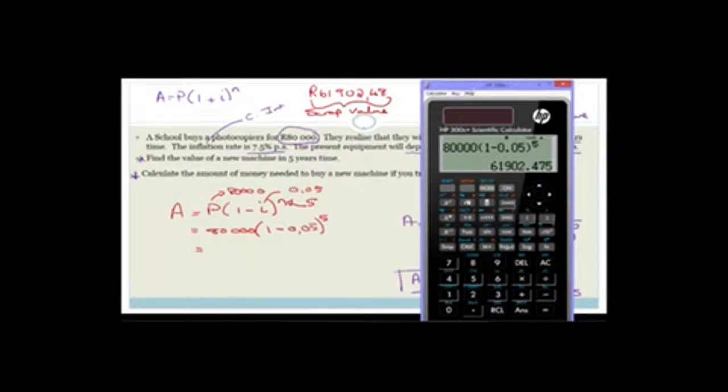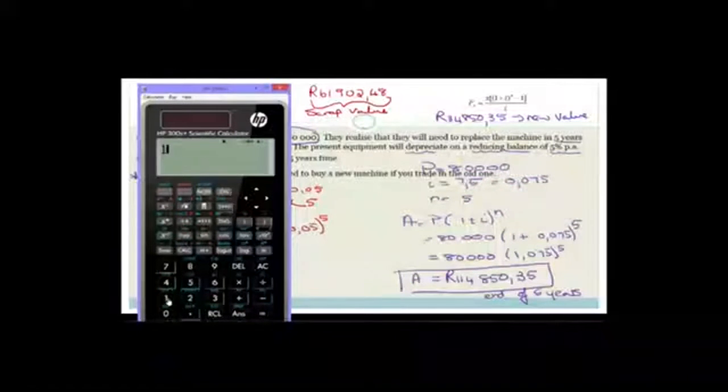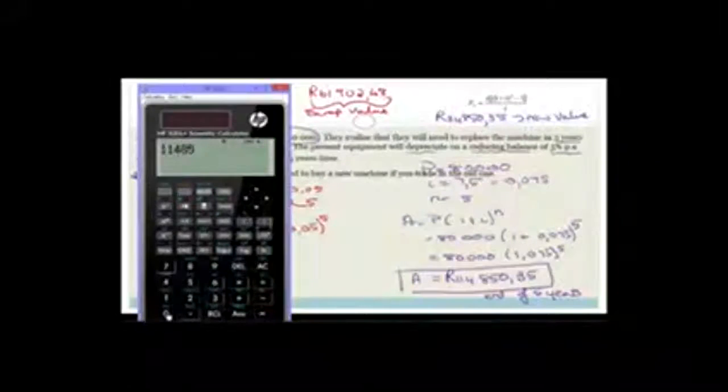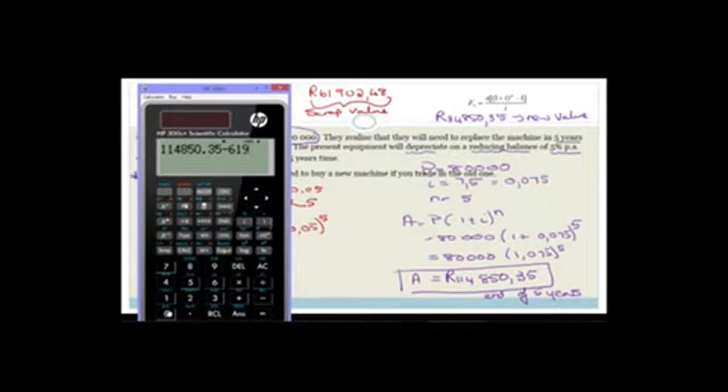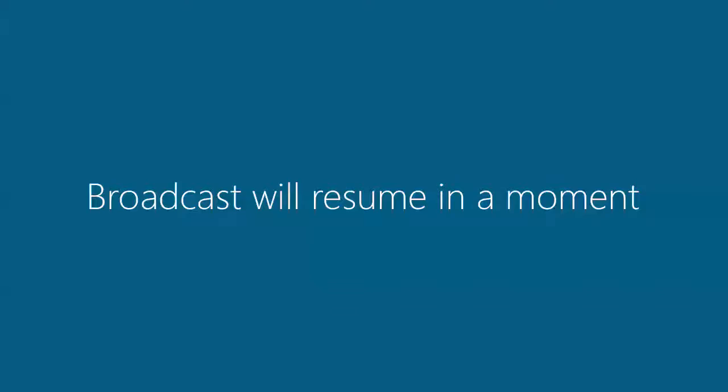Okay, so let's work that out. Starting from the beginning, 114,850.35 minus 61,902.48 equals, and it becomes 52,947.87. So that's how much money we have to pay out. The amount of money that we have to pay out is 52,947.87. Okay. Now they say, let's erase it all, don't worry.